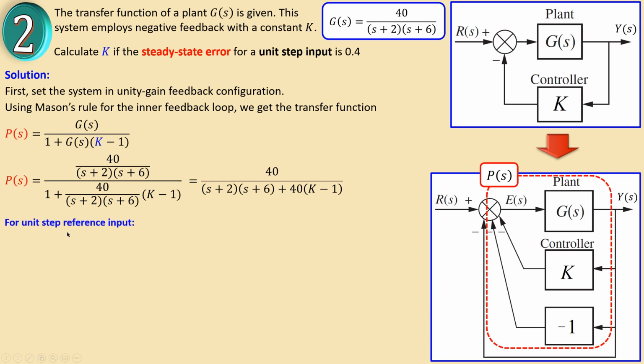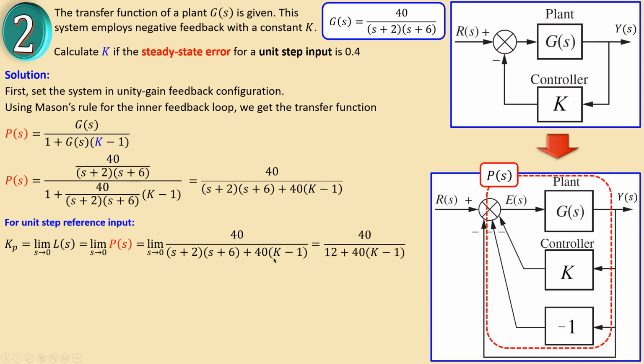Now I know for the unit step reference input that the Kp, my position error constant, is this, where the loop gain is now just P, and that's 40 over that complete expression in the denominator. That will give me 40 over 12 plus 40 times K. This is what I have for Kp.